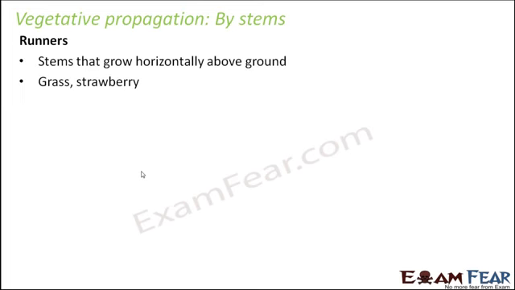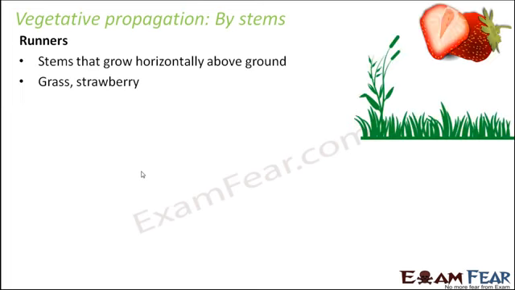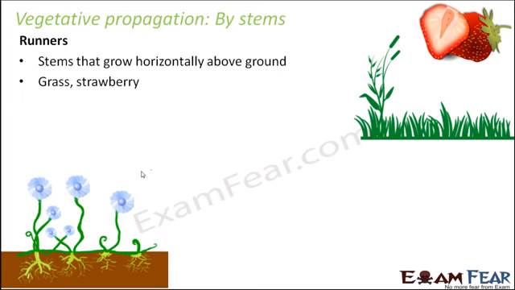So it is seen in plants like grass and strawberry. If you look at them, you will see this is how the stems grow. So if you see here, these are the flowers which they have, but the stems, you see, grow like this, almost horizontally above the ground.